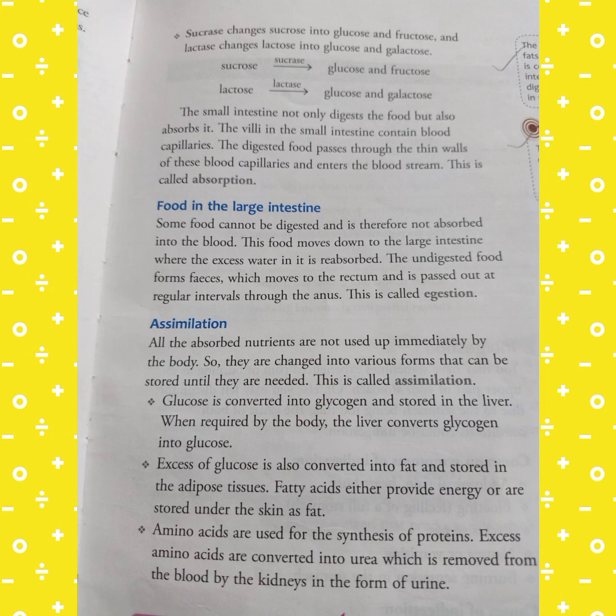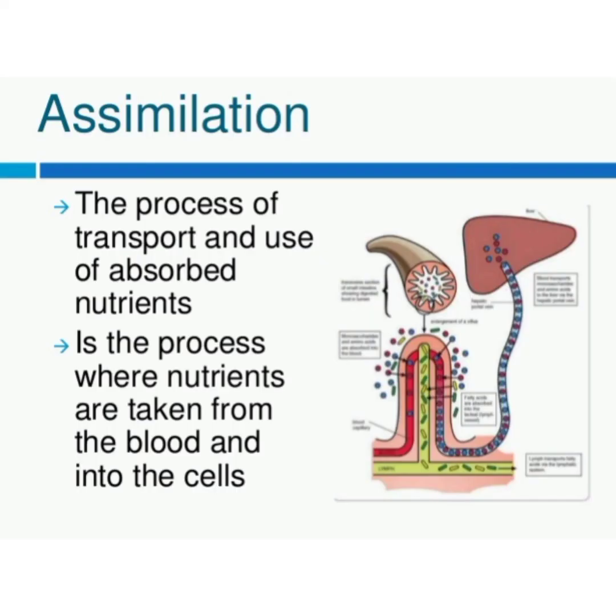Reabsorption, again the absorption takes place. Whatever is left by the small intestine gets reabsorbed by the large intestine, and then the undigested food forms feces. You call it your waste product that you discard in the morning. This feces moves into the rectum and then it passes out through the anus at regular intervals. This is called egestion.